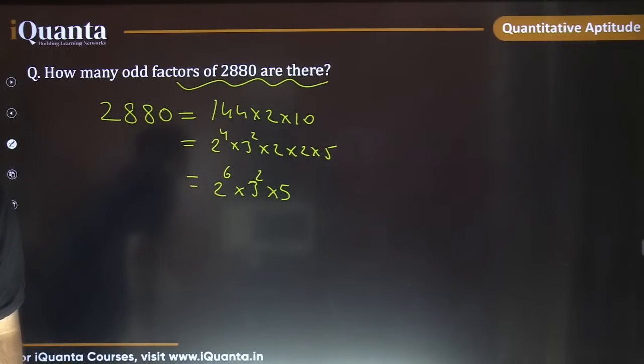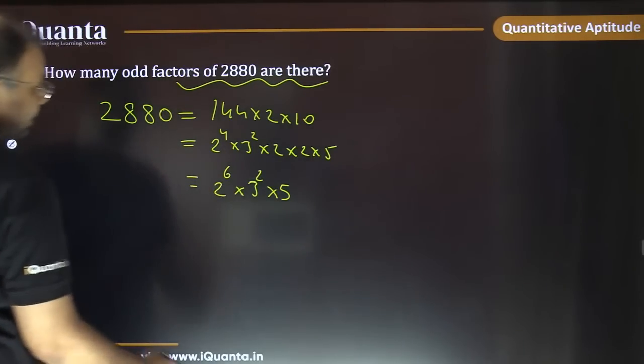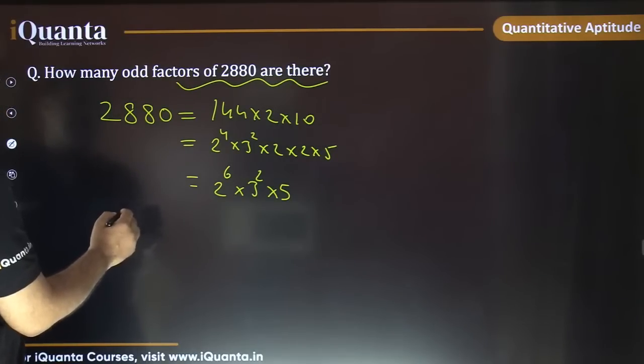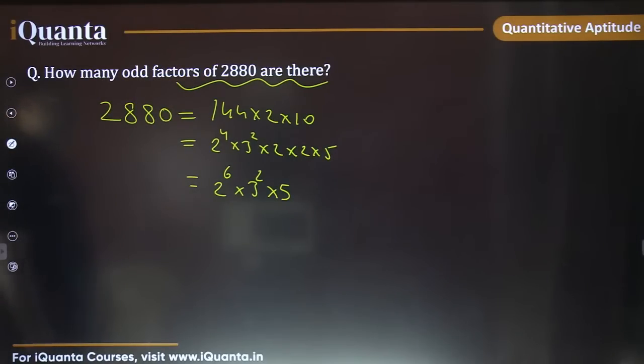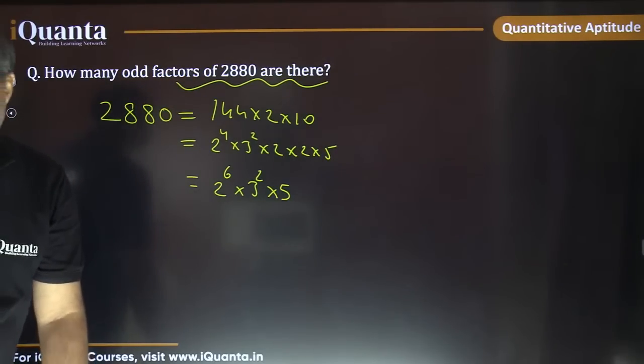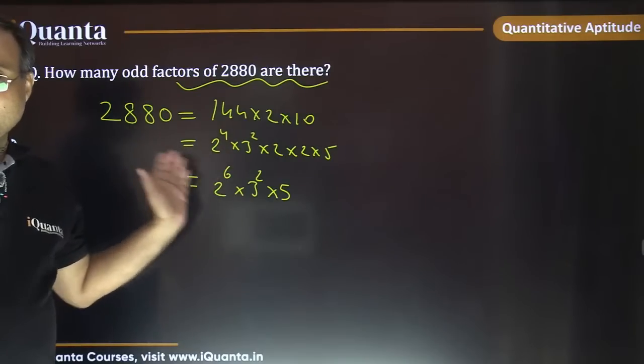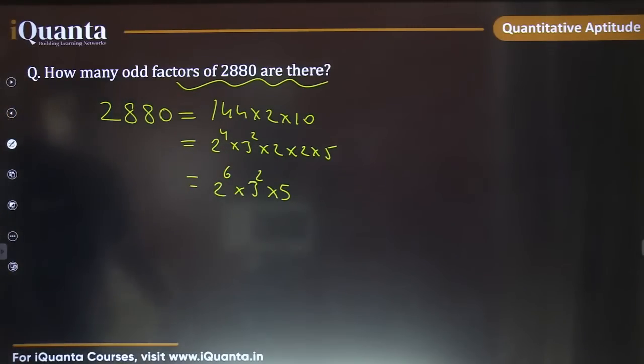We just add 1 to each power and then multiply for the different prime numbers. So in this case the number of factors comes out to be that, but the question is asking how many odd factors. So for odd factors, what do we do? Yes, remove the powers of 2 to calculate the number of odd factors.